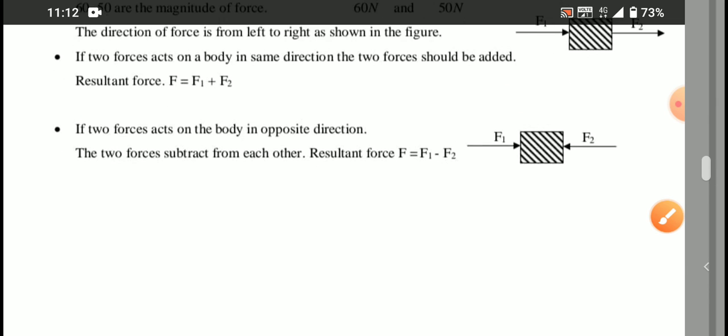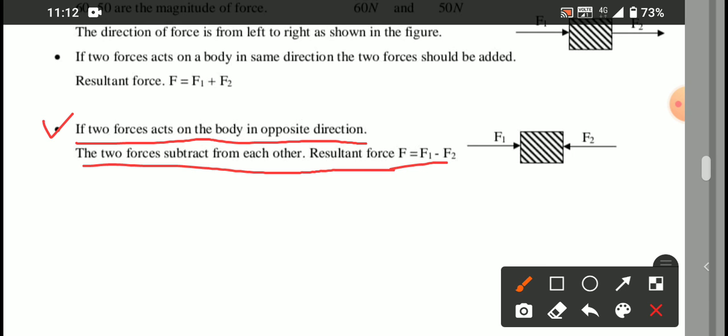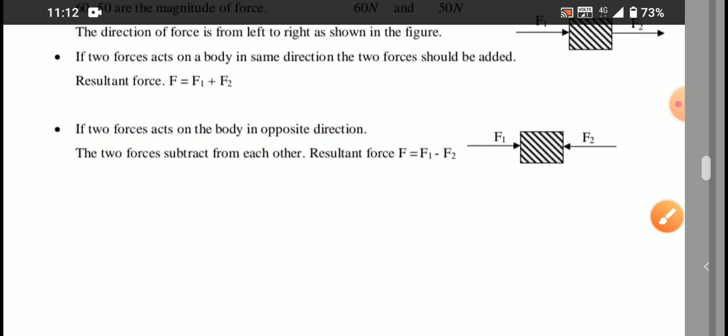Let us move to the next point. If two forces act on a body in opposite directions, the forces subtract from each other. The resultant force F is equal to F1 minus F2, because these two are acting in opposite directions. That is the meaning of the last point.